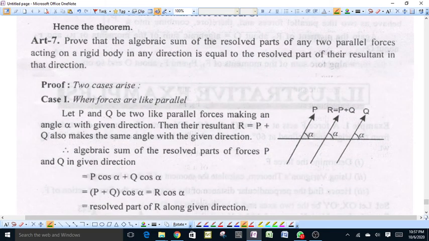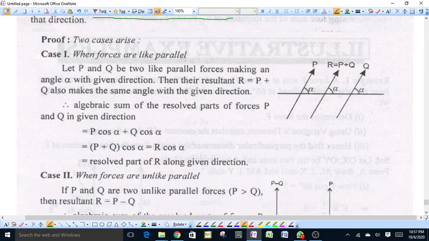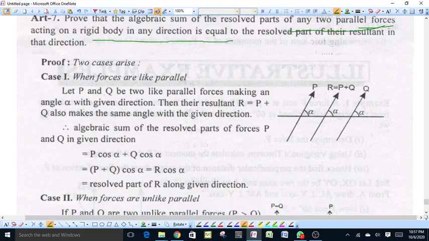Now, we prove that the algebraic sum of resolved parts of any two parallel forces acting on a rigid body in any direction is equal to the resolved part of the resultant in that direction. We take two cases: first, when forces are like parallel forces, and second, when forces are unlike parallel forces. Suppose that P and Q are two like parallel forces making an angle alpha with the given direction. Suppose this is the direction OX.